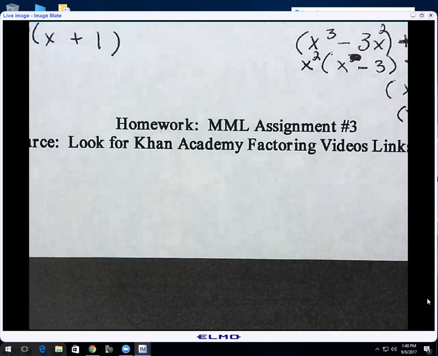And don't forget, if this has not been enough to bring factoring fully back to you, watch those Khan Academy videos and Google factoring worksheet with answers. If you Google factoring worksheet with answers, you'll have all the factoring you can do the rest of your life.